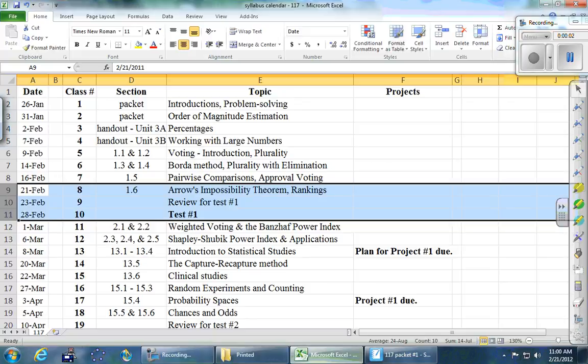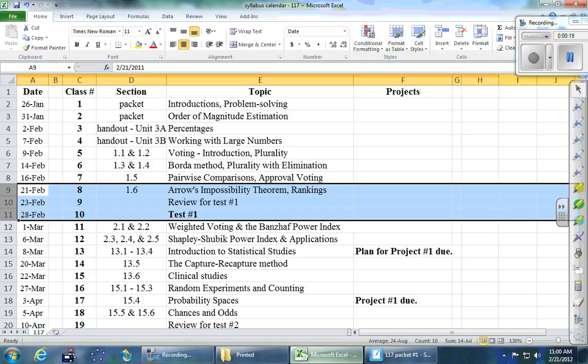So before we dive in, we'll just take another look at the calendar. Today is class number 8. We talk about Arrow's impossibility theorem and the idea of ranking instead of just picking a single winner. Maybe we want to know, well, who would have gotten second place or who would have gotten third place? So those are the two main topics for today.